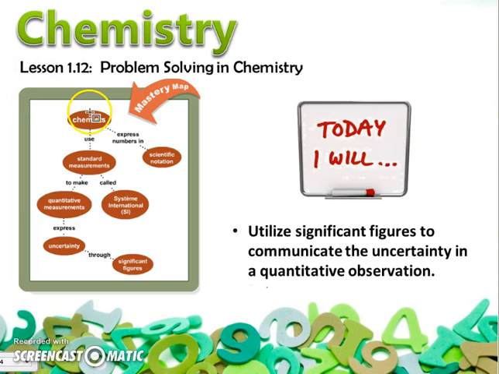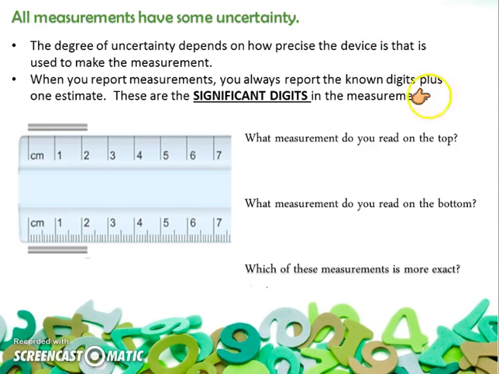Okay, we are continuing a little discussion here with problem solving in chemistry, except this time around we are not talking about scientific notation. This time we are utilizing what's called significant figures to communicate uncertainty in a quantitative observation. Quantitative basically means we're assigning a number to it. If we're making an observation of a mass or a volume or the length of something, we are going to communicate that by recording it, and we want to use significant figures to do that.